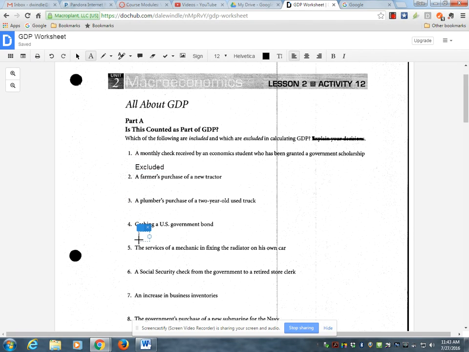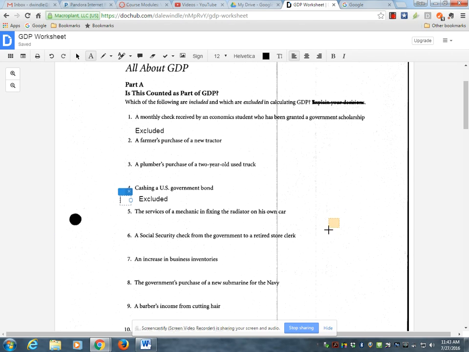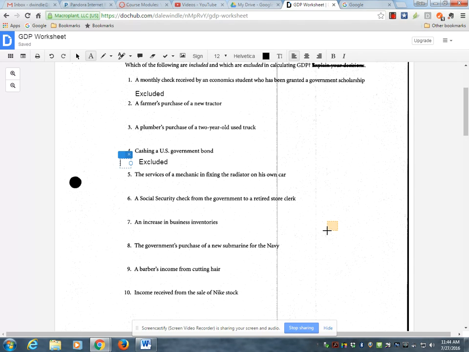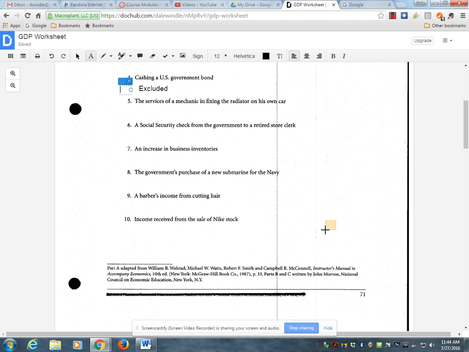I would say the same thing down here for number 4, cashing a U.S. government bond. Excluded because it's a financial transaction. Also, secondhand goods and intermediate goods not included.